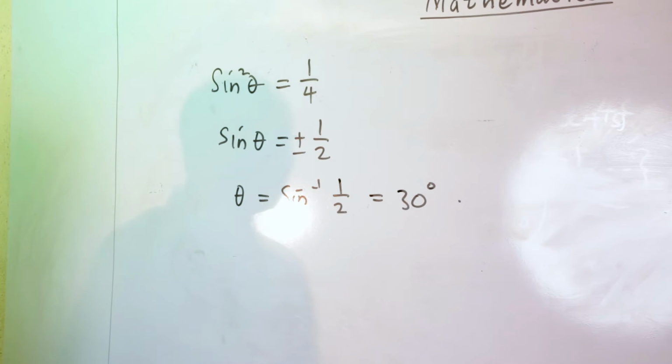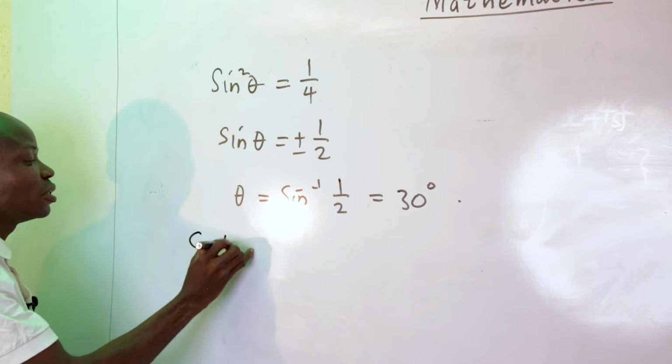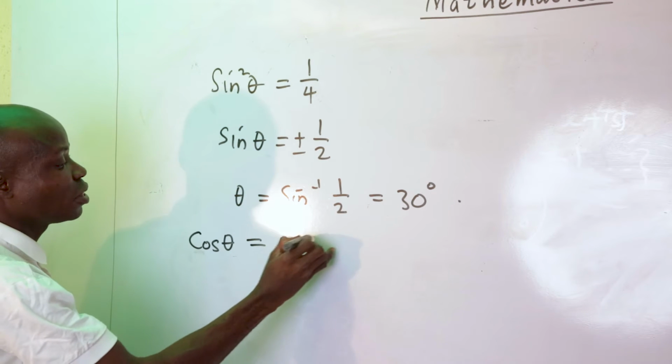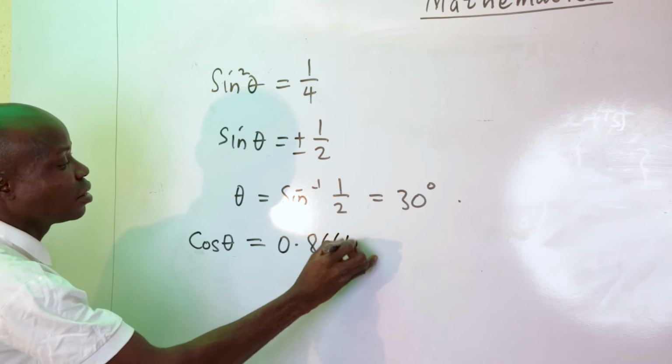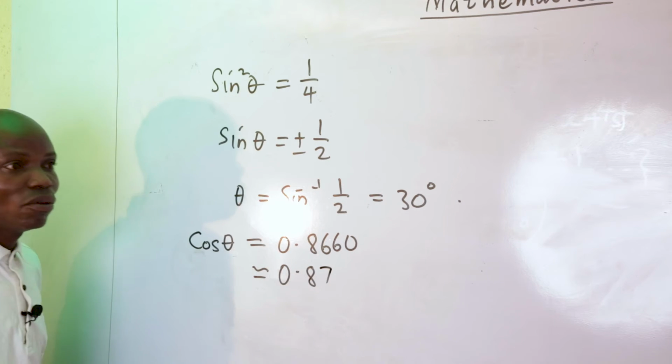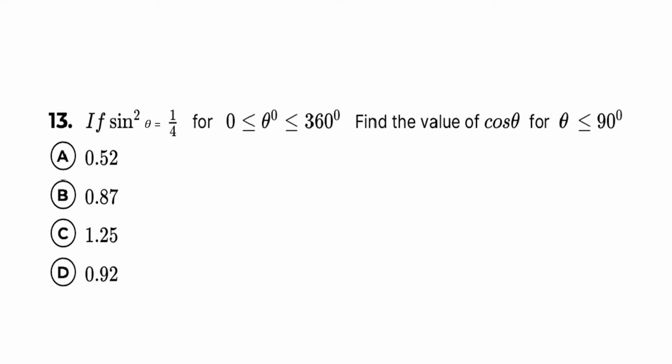So to obtain the value of cos theta will now be cos 30, which is 0.8660, and that gives us 0.87, which makes the correct option in that question to be option B.